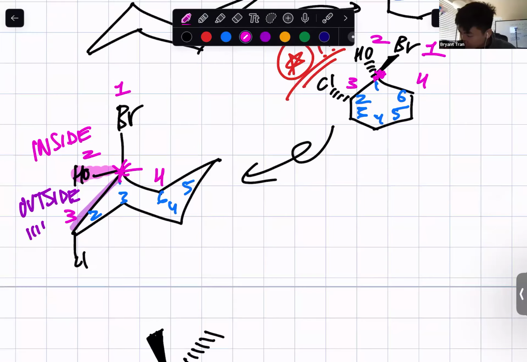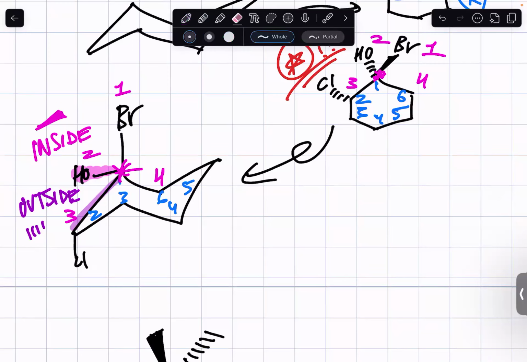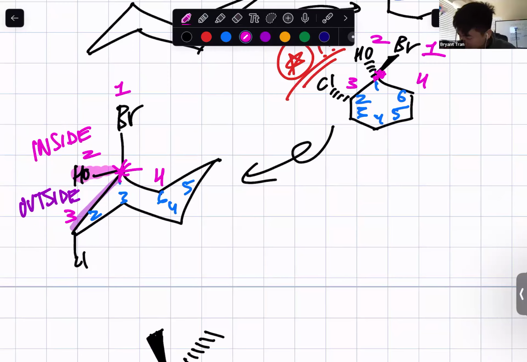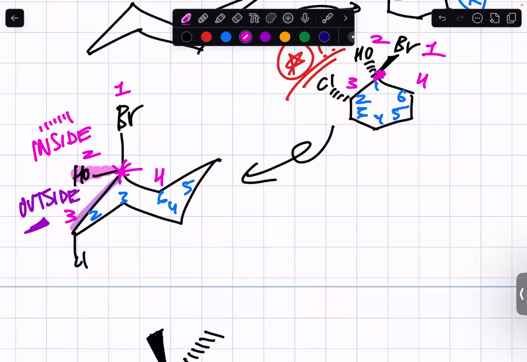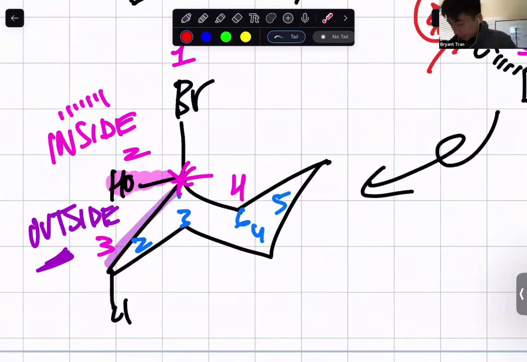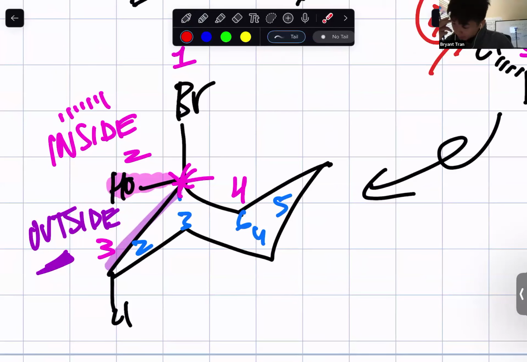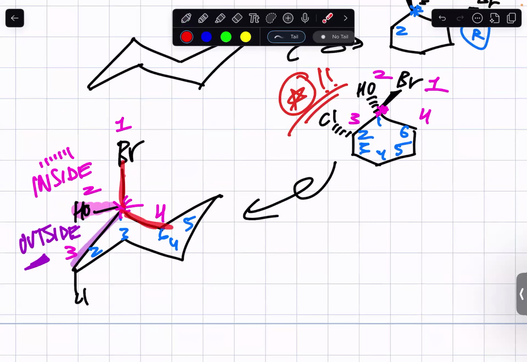Outside dash, inside wedge. No, the opposite. Sorry. Outside wedge, inside dash. Okay. And then he considered these the flat bonds right here. Yes, flat bonds, exactly.